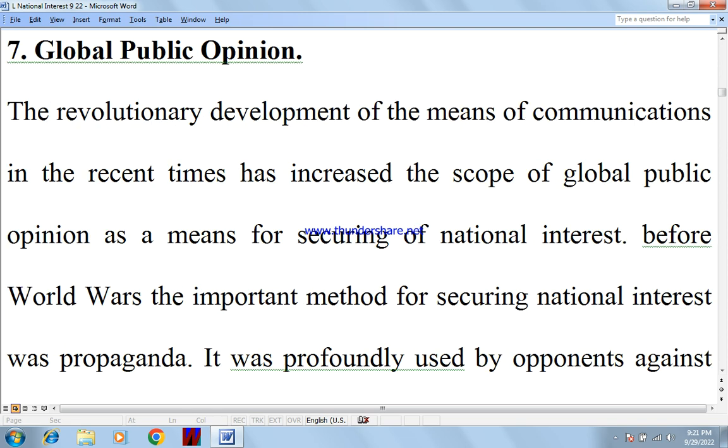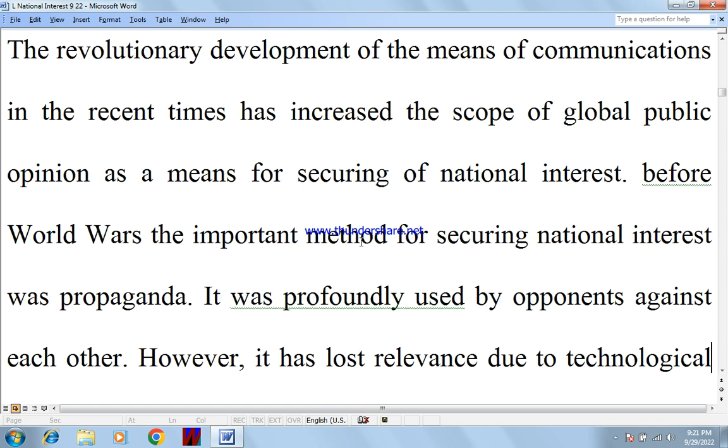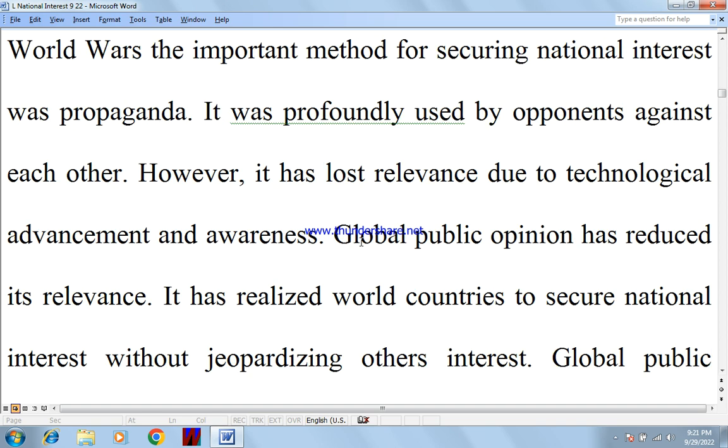Number 7. Global public opinion. The revolutionary development of the means of communication in recent times has increased the scope of global public opinion as a means for securing national interest. Before the World Wars, the important method for securing national interest was propaganda. It was profoundly used by opponents against each other. However, it has lost relevance due to technological advancement and awareness.